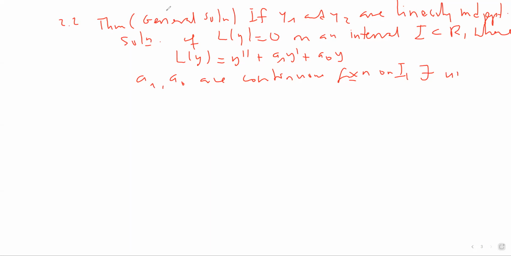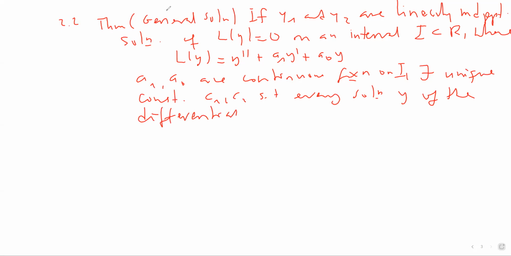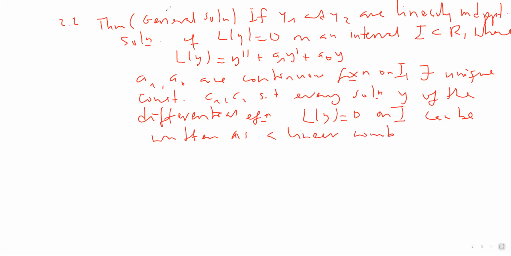Then there exist unique constants, okay, C1, C2, such that every solution y of the differential equation L of y is equal to 0 on the interval I can be written in a linear form, as a linear combination, y of t is equal to c1 y1 of t plus c2 y2 of t.